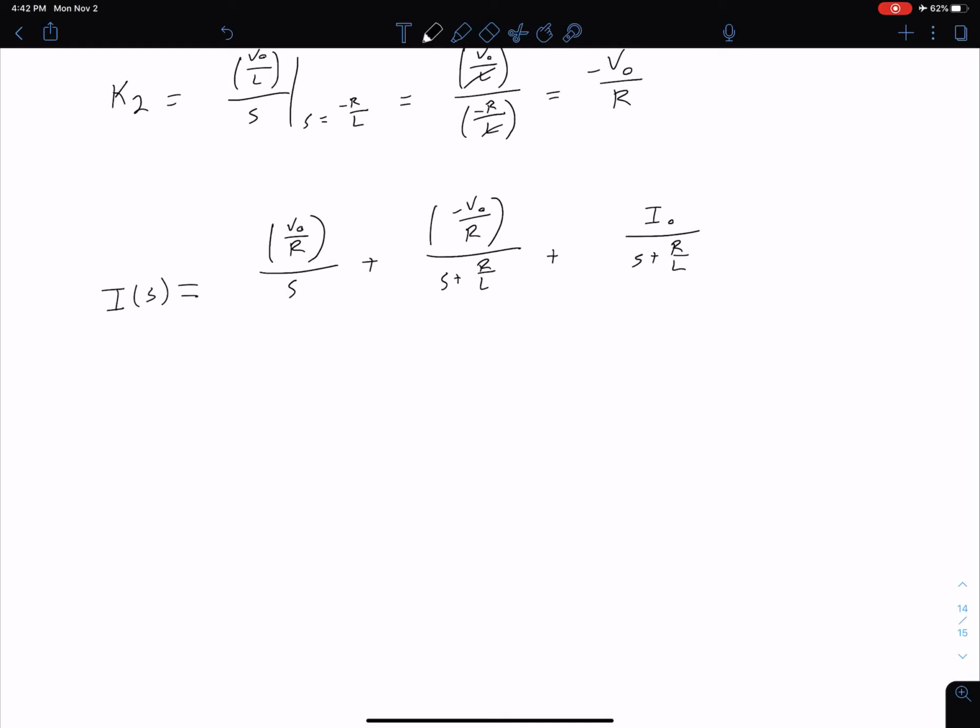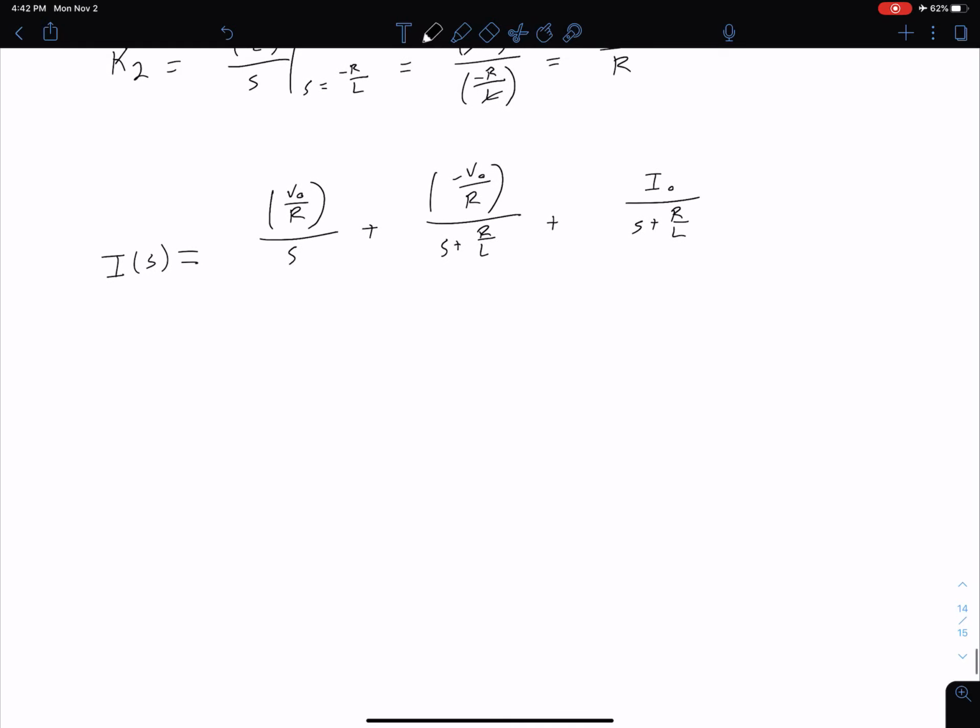So now we can inverse transform this pretty easily. Again, it might be a little awkward at first because we don't have numbers here. But of course we can think if we knew values for R, L, and V naught, these would just become numbers. So again, a little different way of doing this example. So we can get a general expression then for our i of t in this circuit as V naught over R minus V naught over R.